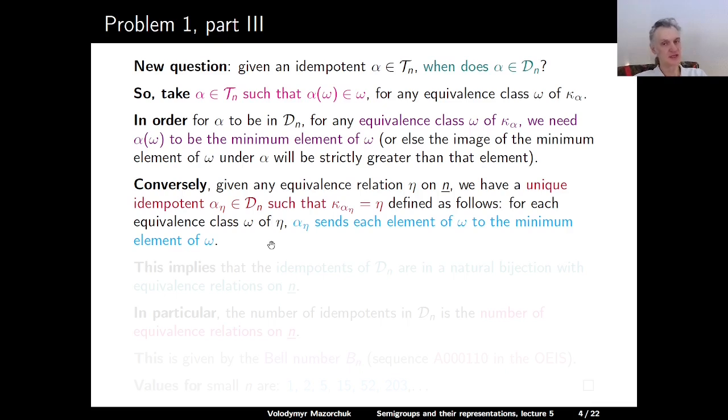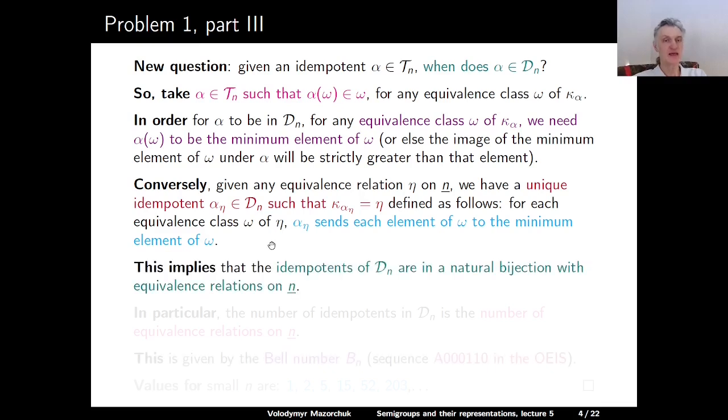Given an equivalence relation eta on n underlined, there is a unique idempotent alpha eta in Dn, such that the kernel of this idempotent is eta, and it is defined in the following way. If we have an equivalence class omega of eta, then alpha eta sends all elements of omega to the minimum element of omega.